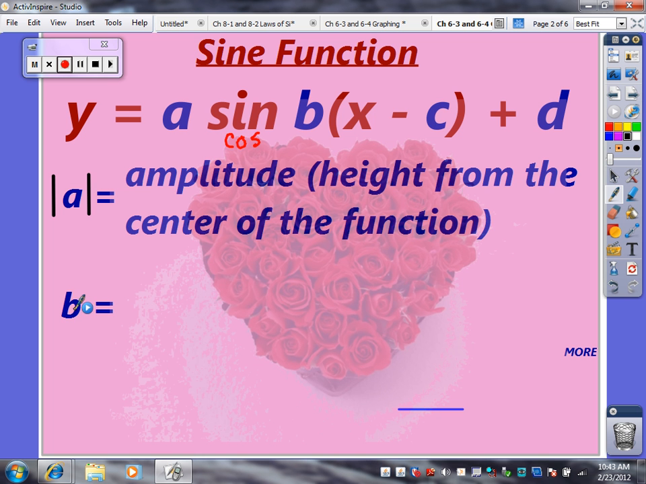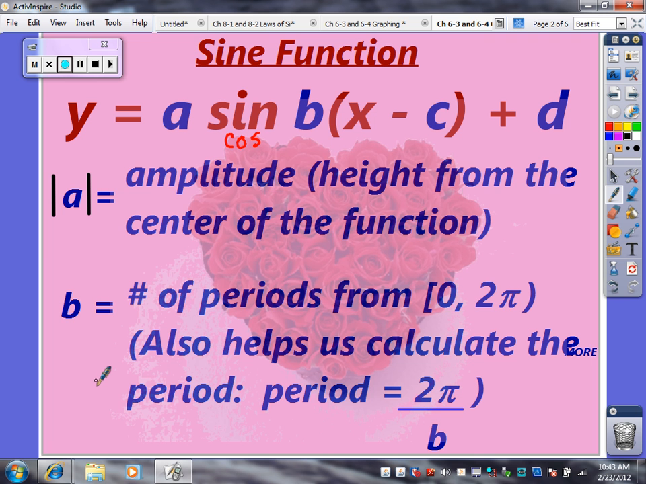B, from up here, what B does, B is the number of periods from 0 to 2 pi. What this does is it will help us calculate the actual period, which we learned what the period was in class today. Remember, it's how long it takes for the curve to do one cycle before it repeats itself. Okay? Alright, so next, you need to pause so you can get those copied down.